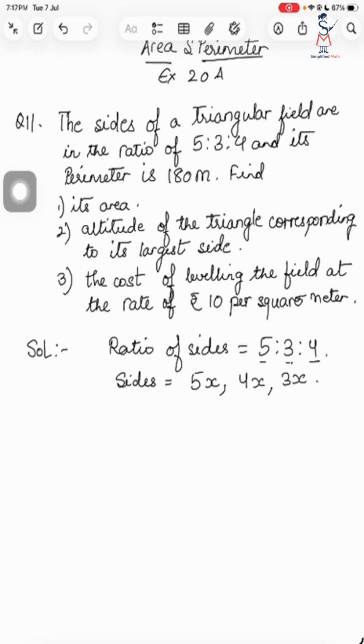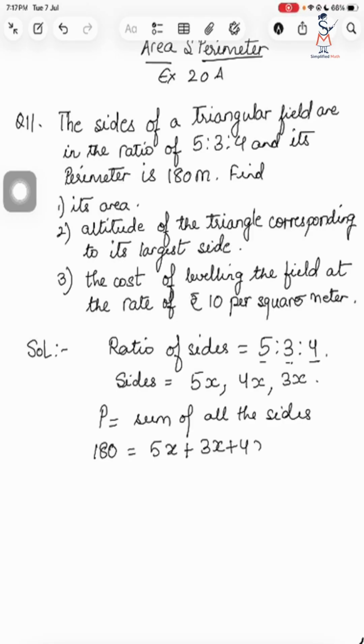Now we know the perimeter is given. So perimeter is the sum of all the sides. Now the perimeter is 180. So 180 is equal to 5x plus 3x plus 4x. That is, 12x is equal to 180. So x will become 180 divided by 12. 180 divided by 12 is 15. Now the constant we got is 15.